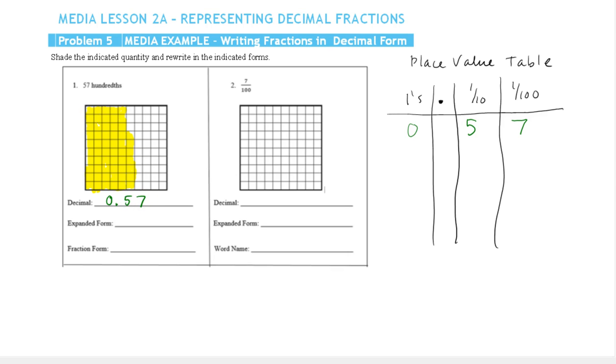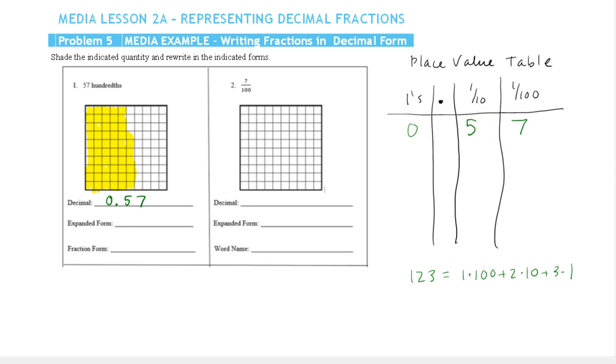Now in expanded form, we want to write this as the sum of all of the products of the pieces. So just like we wrote, say, 123 is 1 times 100 plus 2 times 10 plus 3 times 1. So we would take the digit and multiply it by the place value and sum the results. 1 hundred, 2 tens, 3 ones. We're going to do the same thing here, but our place values are going to be fractions.